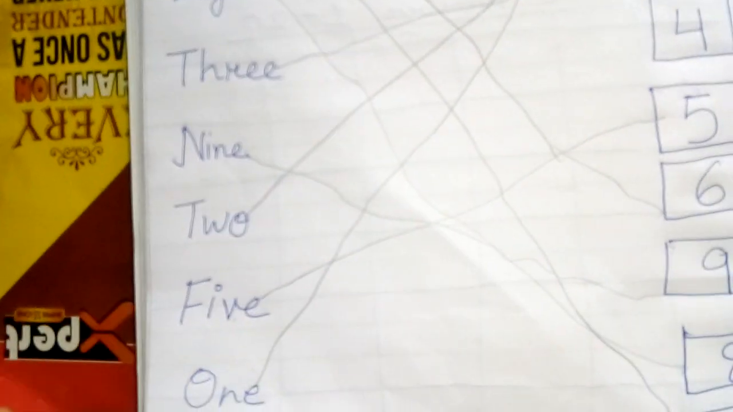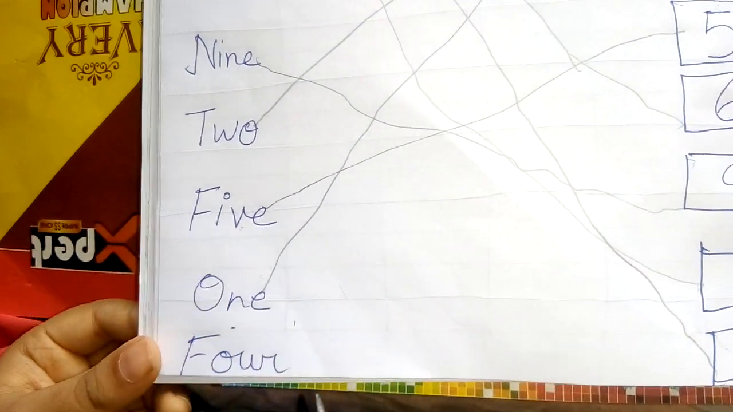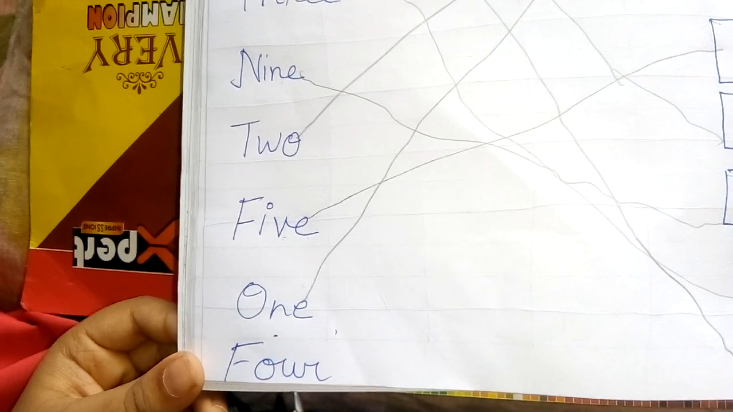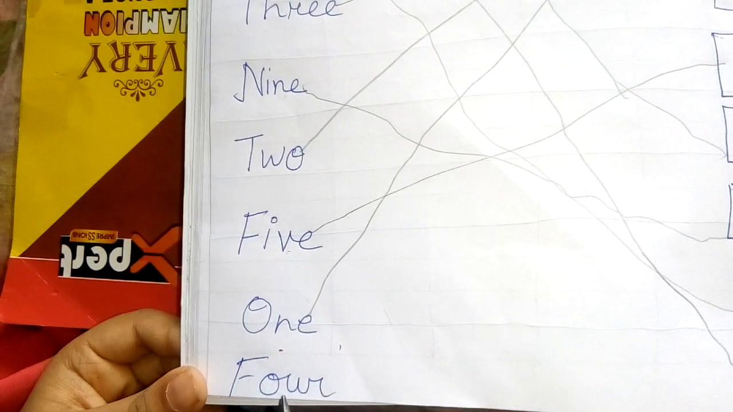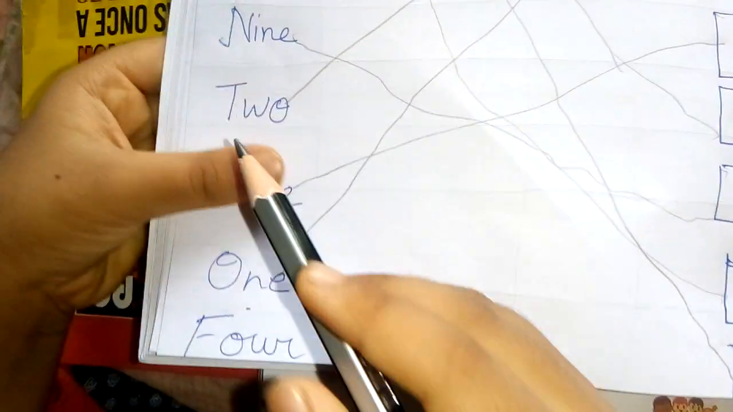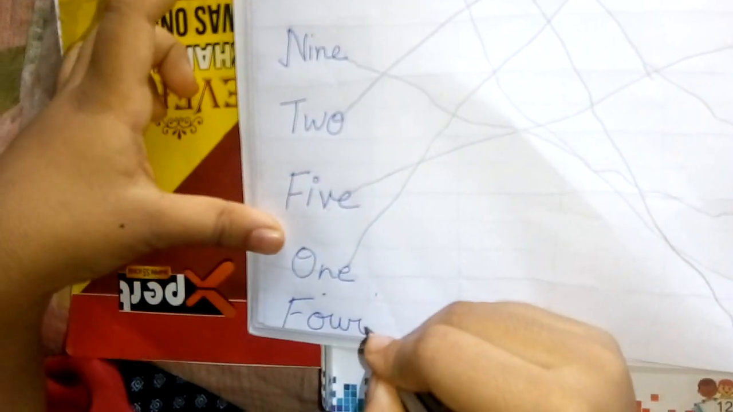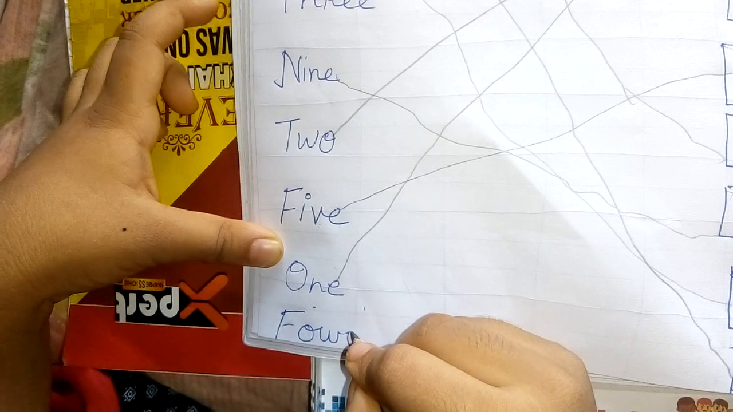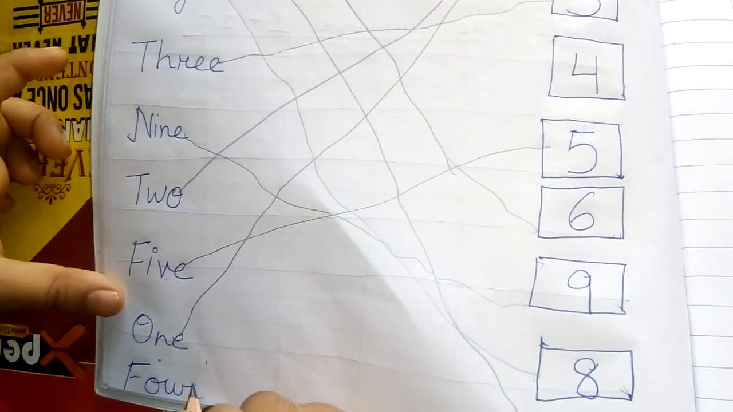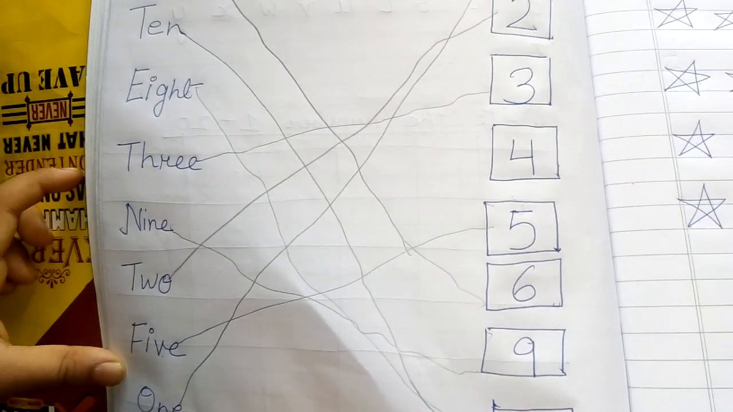Then next. Yes. F-O-U-R. F-O-U-R. 4. Yes. Where is 4? 4 is here.